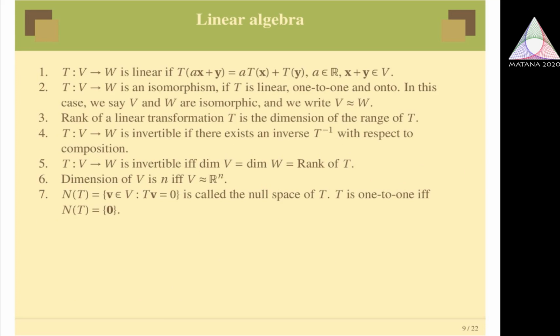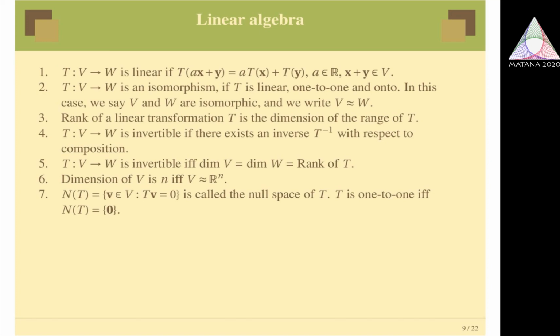If V and W are vector spaces over R, a map T from V to W is said to be a linear transformation if T preserves addition and scalar multiplication. A bijective linear transformation is called an isomorphism. If there is an isomorphism between two vector spaces V and W, then V and W are said to be isomorphic. The rank of a linear transformation T is the dimension of the range of T.